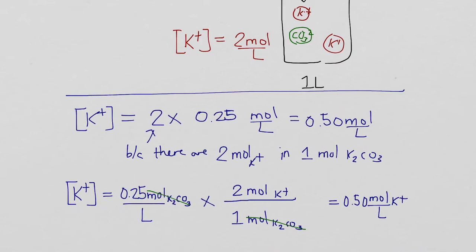Now let's do a more complicated question. What is the concentration of potassium ions when 2 liters of 0.25 moles per liter potassium carbonate solution is added to 1.5 liters of a 0.2 molar potassium chloride solution? So you're dealing with 2 solutions being added together.